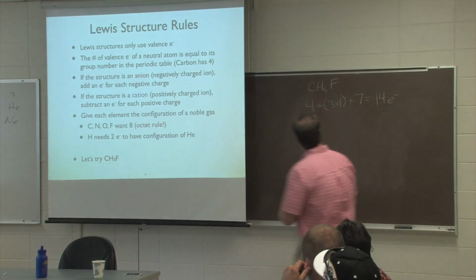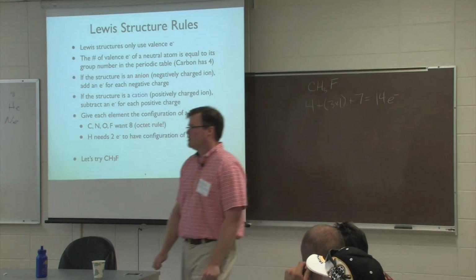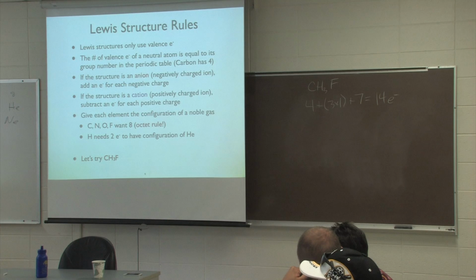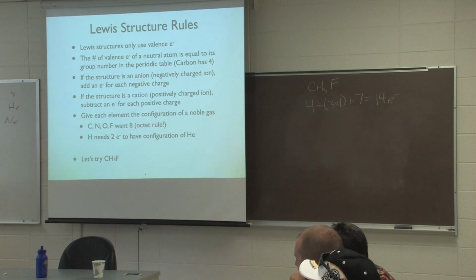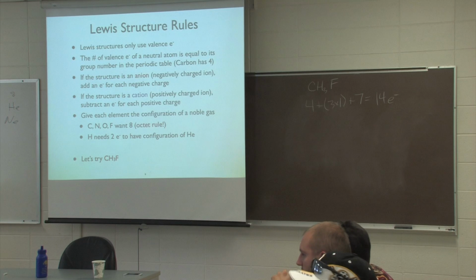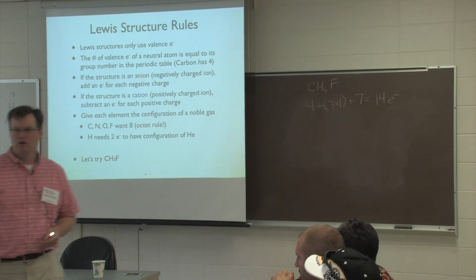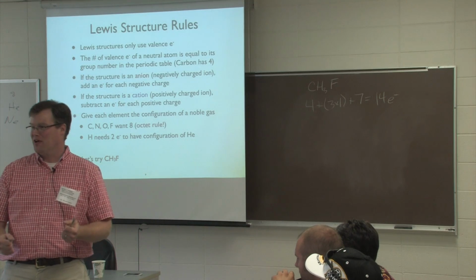4 plus 3 plus 7. We've got a carbon with 4. We have 3 hydrogens. They bring 1 apiece. And fluorine brings 7. Now comes a little bit of trial and error. If you're not familiar with how these structures are put together, you may get it wrong the first attempt. But we already said, how many bonds does carbon form? 4. Right? So that's sort of a help in the right direction.